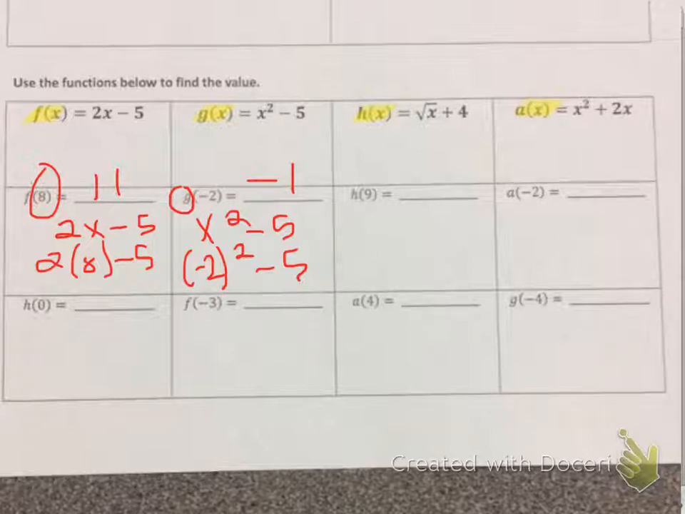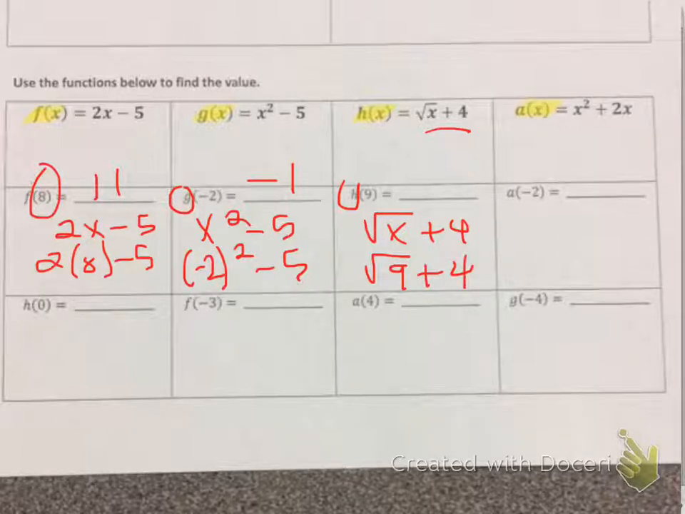The next one tells me to use the h function. So here's my h function up here. So I'm going to use the square root of x plus 4. And I'm putting 9 under as the square root. And then it's still plus 4. The square root of 9 happens to be the number 3, so it comes out as 3, and 3 plus 4 is 7, so my answer is the number 7.